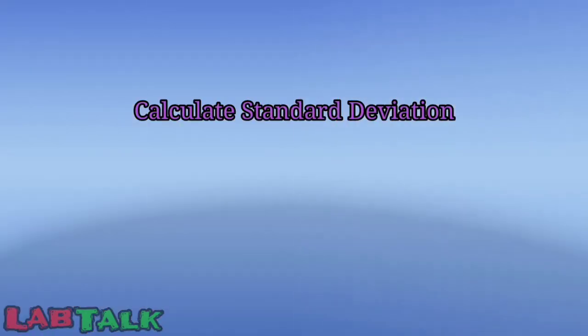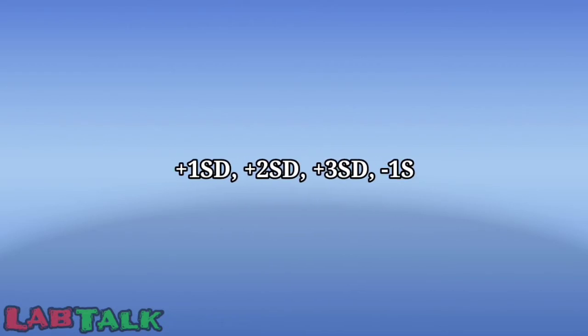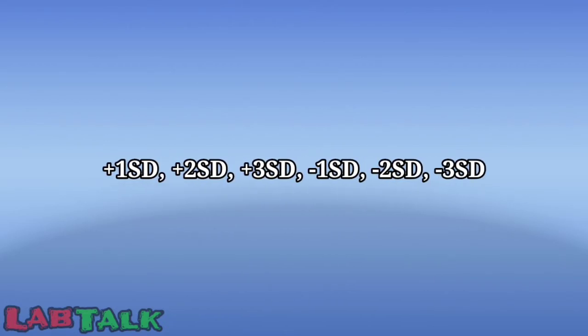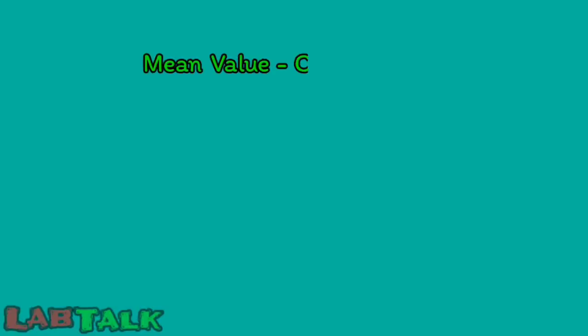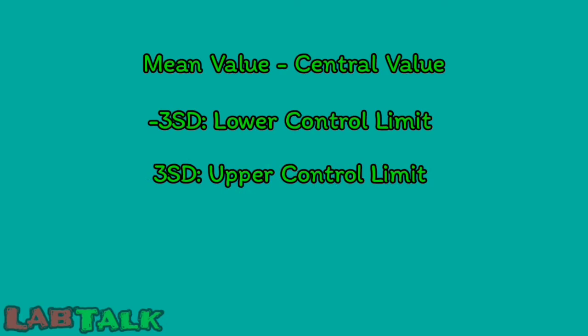After calculating the standard deviation, we need to have up to 3 standard deviation values, that is up to 3 SD. So we need to calculate 1 SD, 2 SD, 3 SD on either side of the mean. So it will be plus 1 SD, plus 2 SD, plus 3 SD, and on the negative side minus 1 SD, minus 2 SD and minus 3 SD. The mean value is called the central value, whereas the minus 3 SD and plus 3 SD values are called lower control limit and upper control limit respectively.